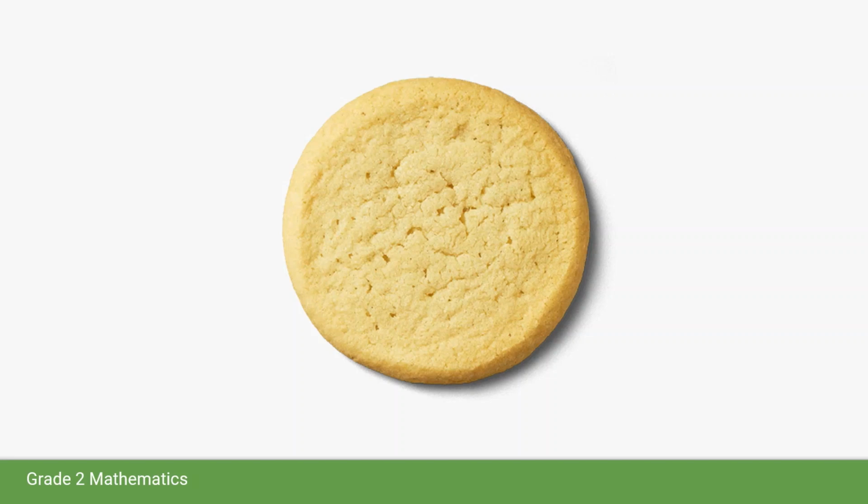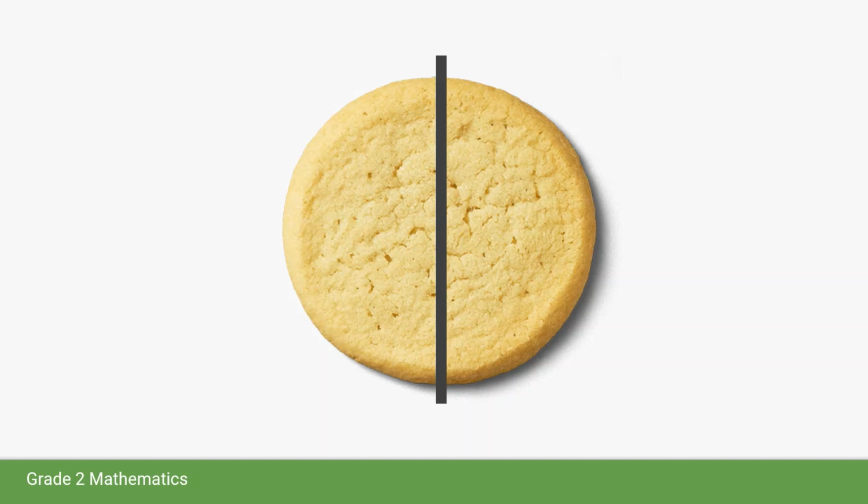I want to hear from you. How did you choose to share the cookie equally? Maybe you chose to share the cookie equally like this. Does this line give you and your friend the same amount of cookie? Yes, it does. Is there another way to share this cookie?